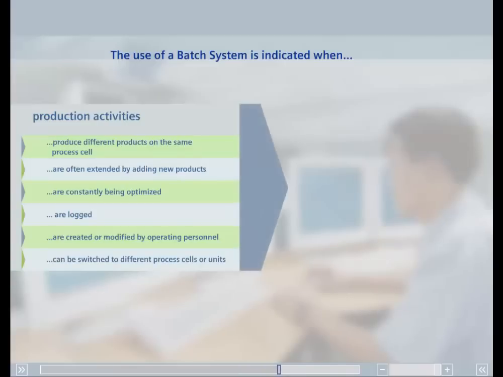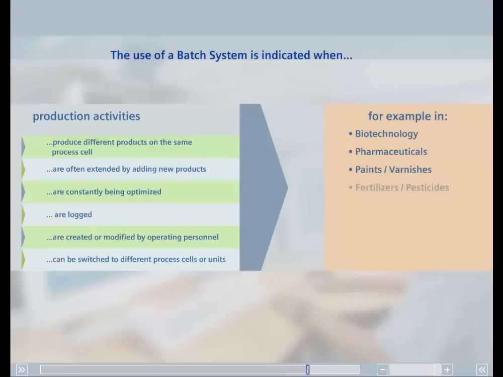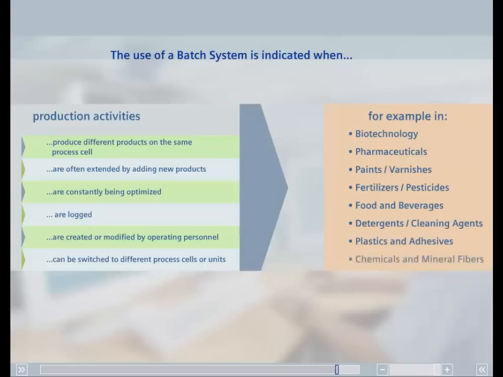Batch management software is frequently found in manufacturing, biotechnology products, pharmaceuticals, paints and varnishes, fertilizers and pesticides, food and drinks, detergents and cleaning agents, plastics and adhesives, chemicals and mineral fibers.